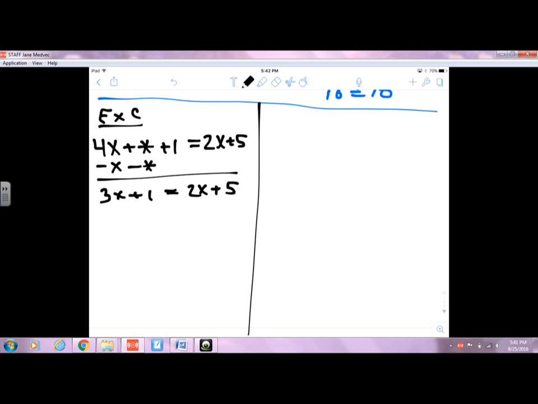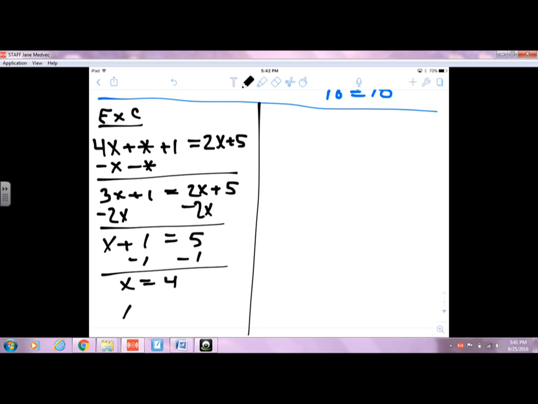Okay, I can take x's from each side. I can take away 2x. I'm left over with an x plus 1 equals 5. Now I can take away numbers, so I'm going to go ahead and minus 1, and I end up with x equaling 4. Star then would equal negative 4, because remember they're opposites.